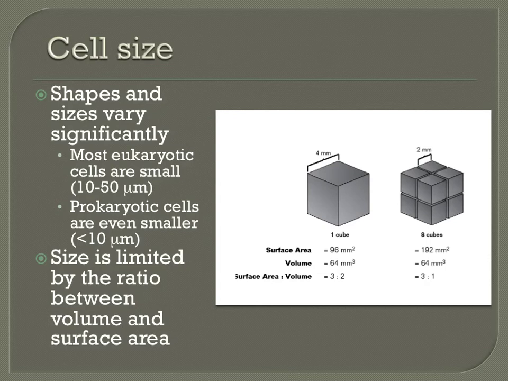A good visual for surface area and volume might involve wrapping presents. The surface area of a present would be the amount of wrapping paper that you need to cover the outside of it. The volume of the present would be the amount of stuff that you could stick in the box. The smaller a cell is, the larger the ratio of its surface area to its volume. A comparison of different sized cubes is exhibited in the picture to the right.